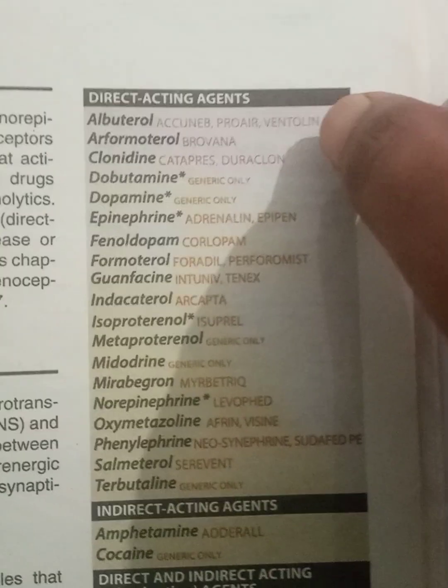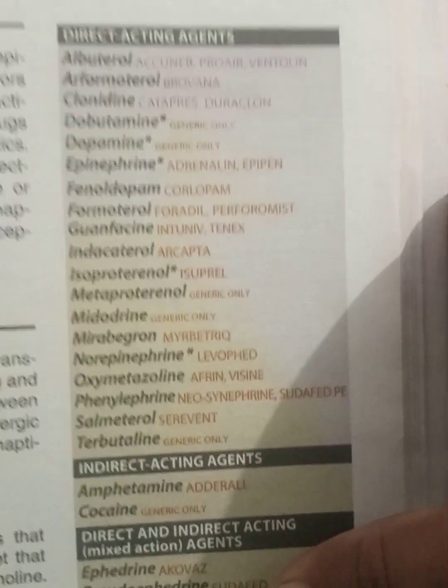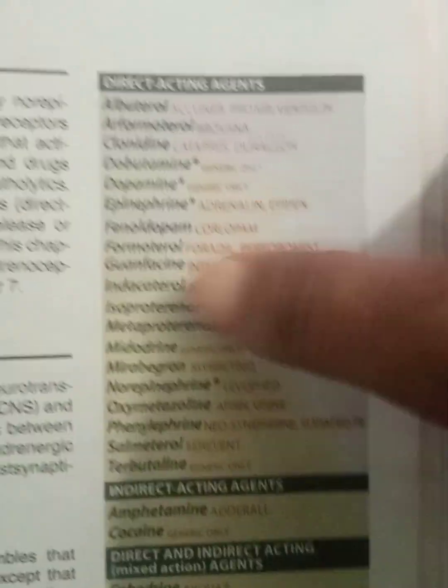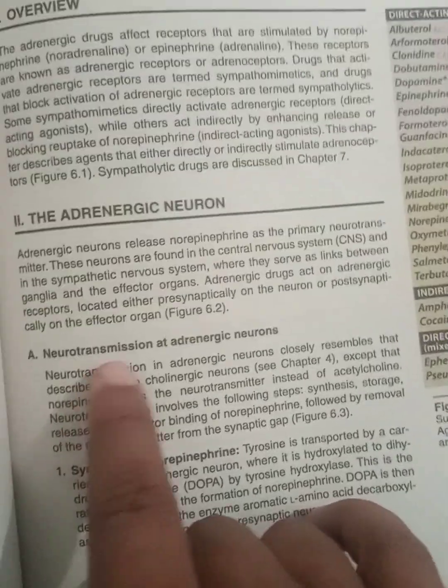Here you can see all the drug names. Firstly, direct acting agents, indirect acting agents, and direct and indirect acting agents. Now we see what neurotransmission at adrenergic neurons is.